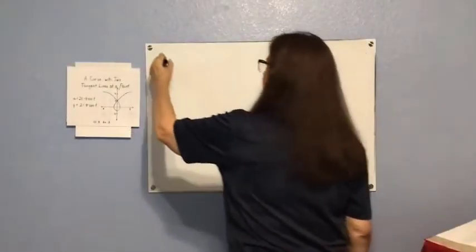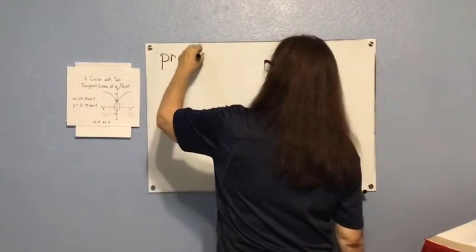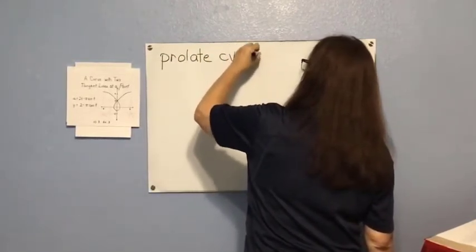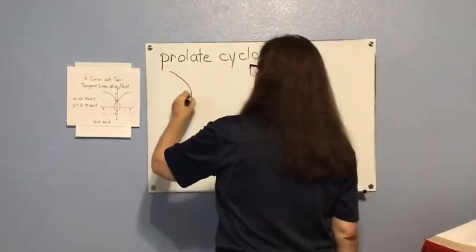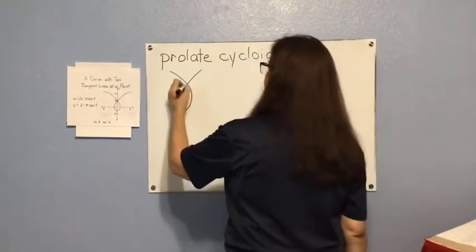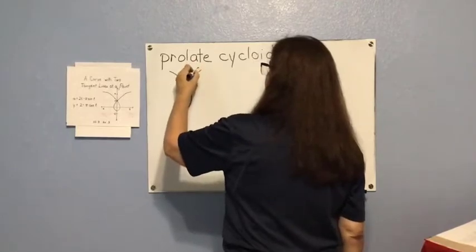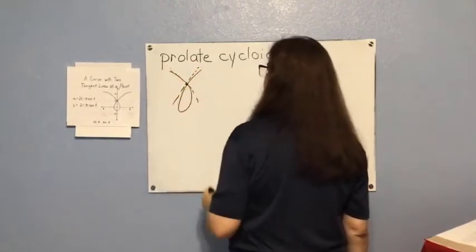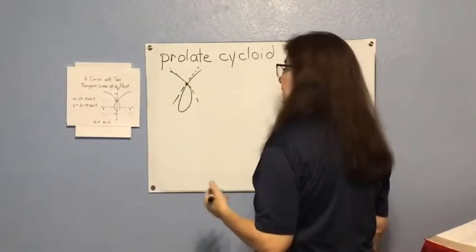Okay, the next curve we're going to look at is called a prolate cycloid. And it looks something like this. And the interesting thing is, at this point, I have 2 tangent lines. One going that way, one going that way. And so at this point, I've got two different slopes.